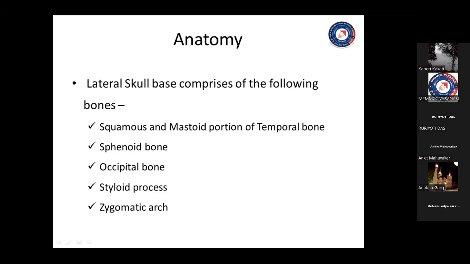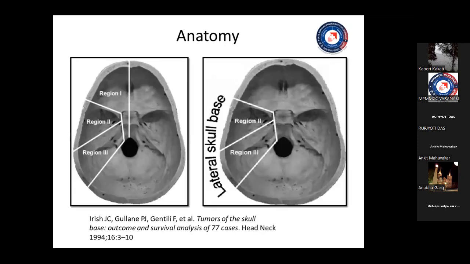So the lateral skull base anatomy comprises the following bones: mainly the squamous and the mastoid portion of the temporal bone, but also the sphenoid, occipital, styloid process, and the zygomatic arch. For ease of understanding and evaluation of skull base tumors, Irish and his group in 1994 proposed this classification of the skull base.